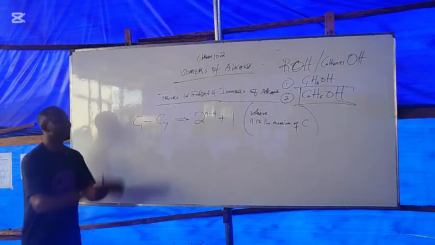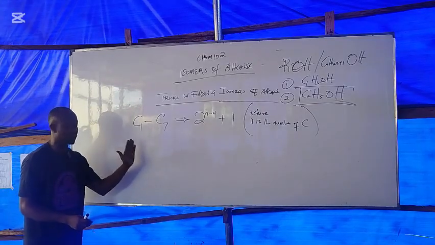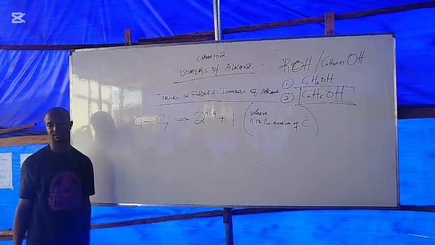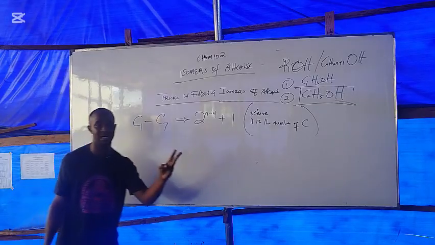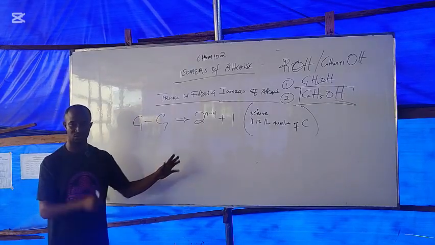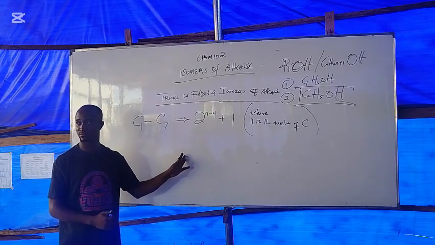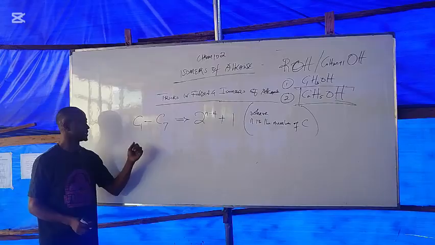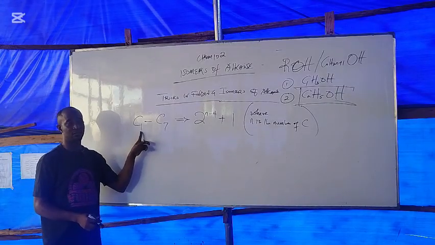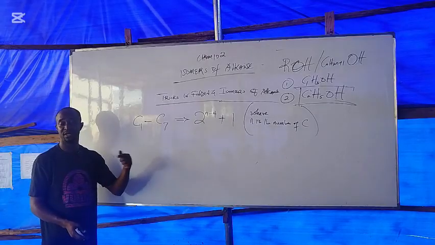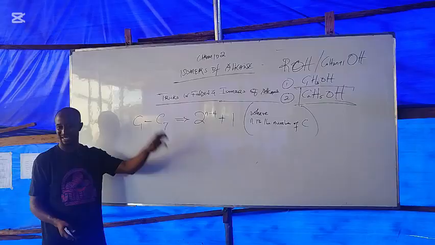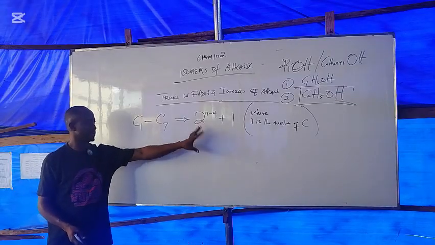This formula is only valid for the first carbon to the 7th carbon in alkane, first to 7. But the first 3 have 1 isomer, and I'll show you. Just pay attention. First means methane, followed by ethane, propane. Meaning from methane to heptane, the formula that you can use.